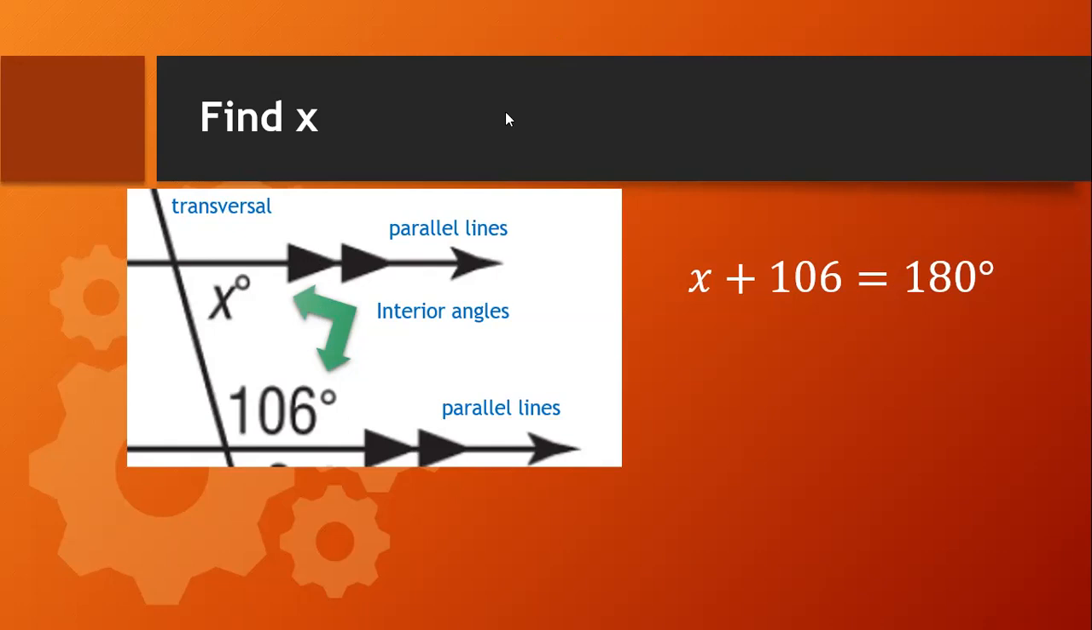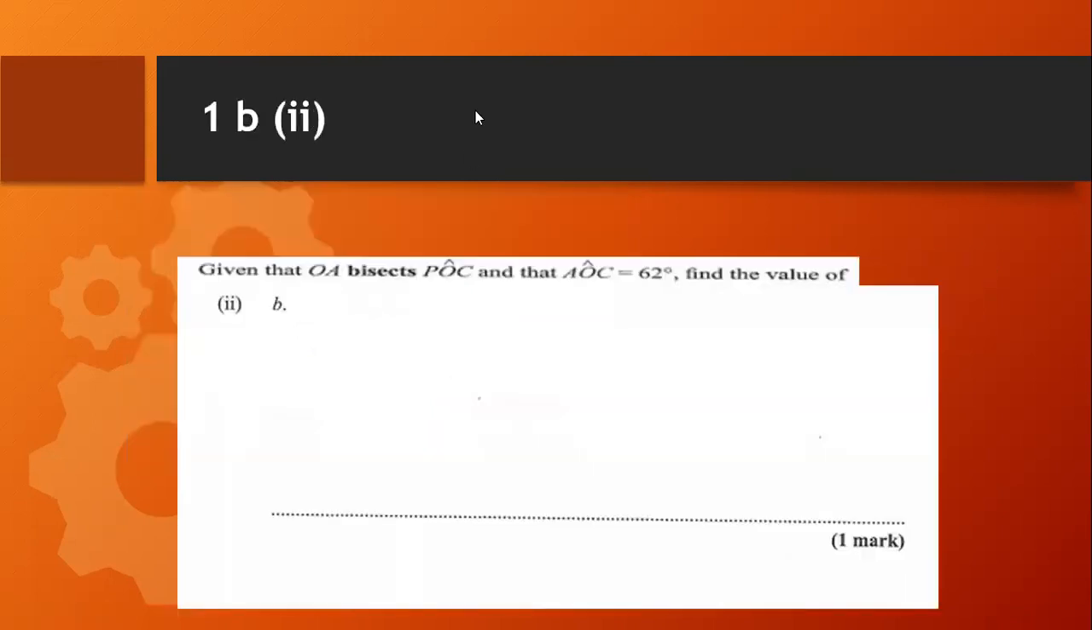All right. So I hope you figured out what X is. X would therefore be 180 taken away 106. X would therefore be 74 degrees. Any questions there? Well, that's pretty much straightforward. What happens next is the next part of the question 1b2.